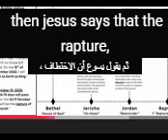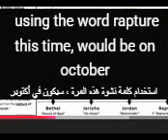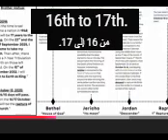Then Jesus says that the rapture, specifically using the word rapture this time, would be on October 16th to 17th. I found it very interesting that Jesus didn't say October 14th and 15th, almost as if he didn't want us to get October 14th to 15th on the Gregorian calendar confused with October 16th to 17th on another calendar. So then what is the calendar that Jesus meant when he said October 16th to 17th?